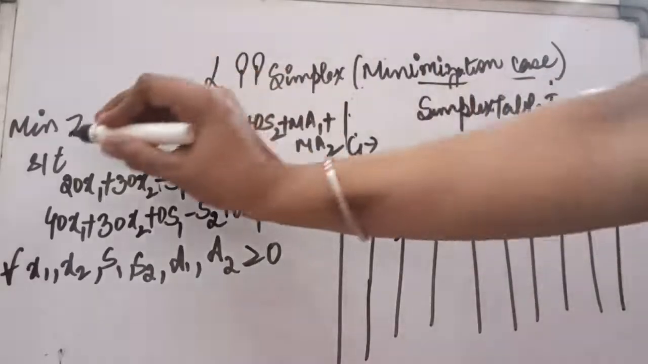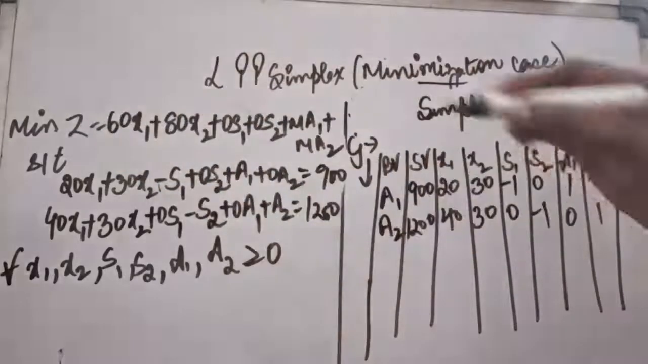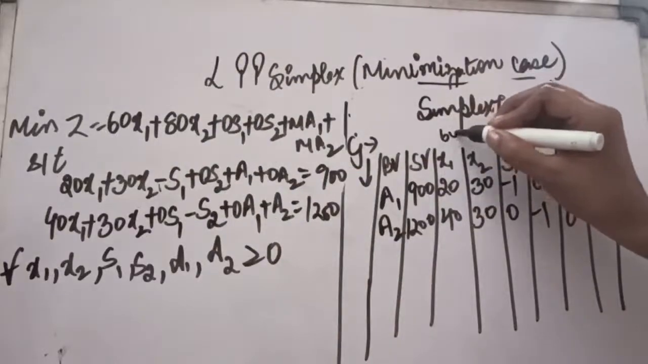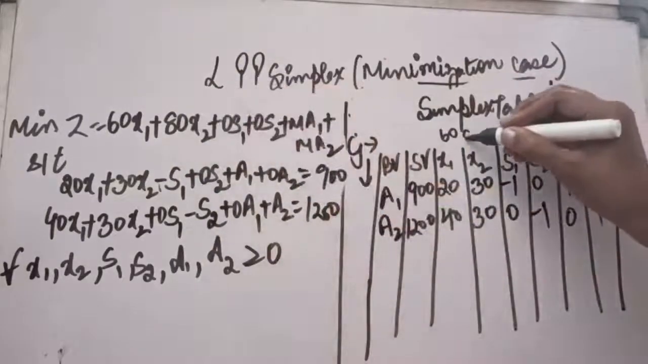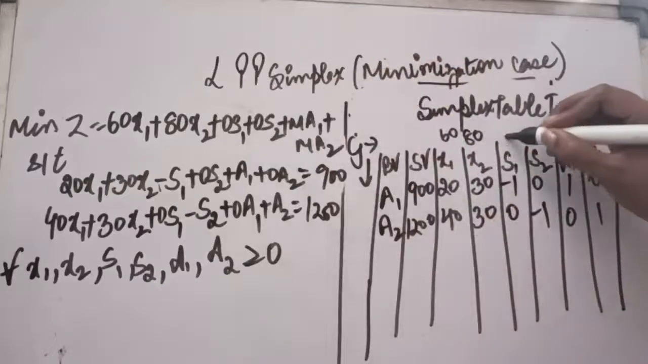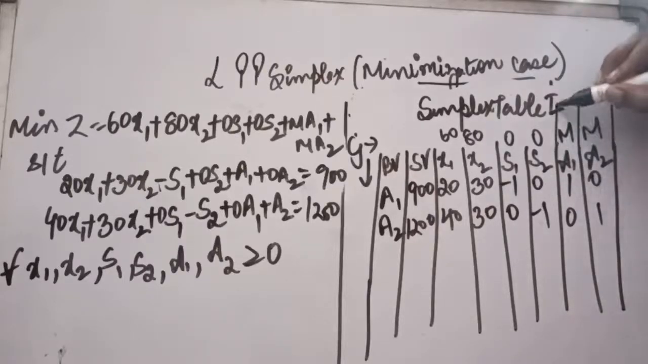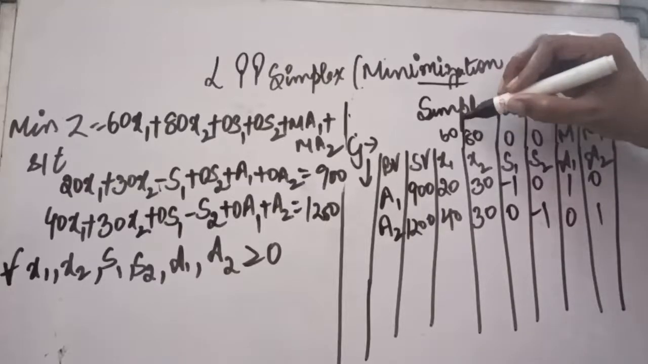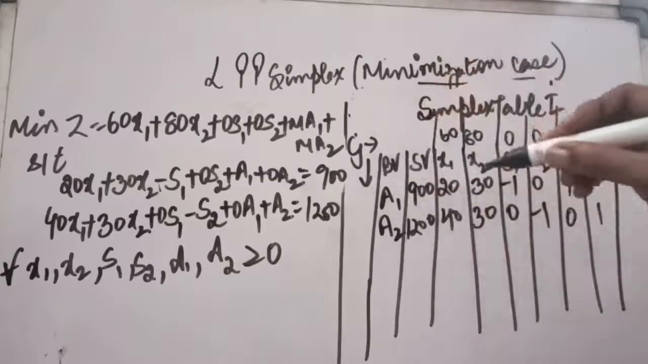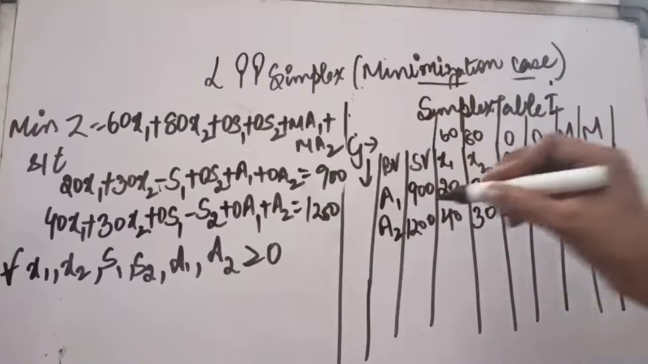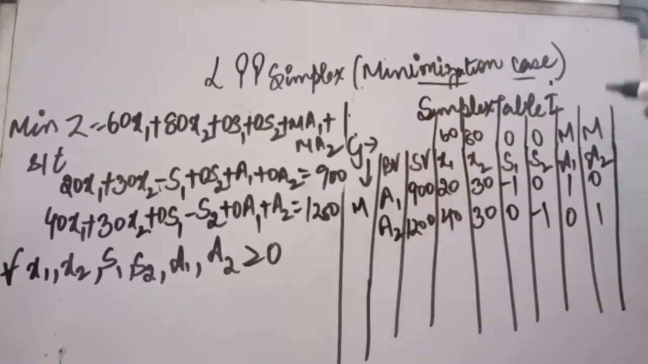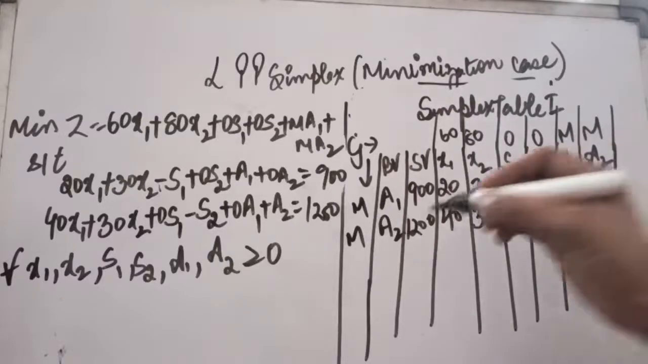Now Cj is our minimized cost. For x1, Cj is 60, so corresponding to x1 it will come 60. For x2 it is 80. For s1 and s2 it is 0, 0. For a1 and a2 we have written M and M. So this is how we will fill the values of Cj. Now if Cj is above here, here also there is Cj. For a1, what is the Cj? It is M. For a2, what is the Cj? It is M.